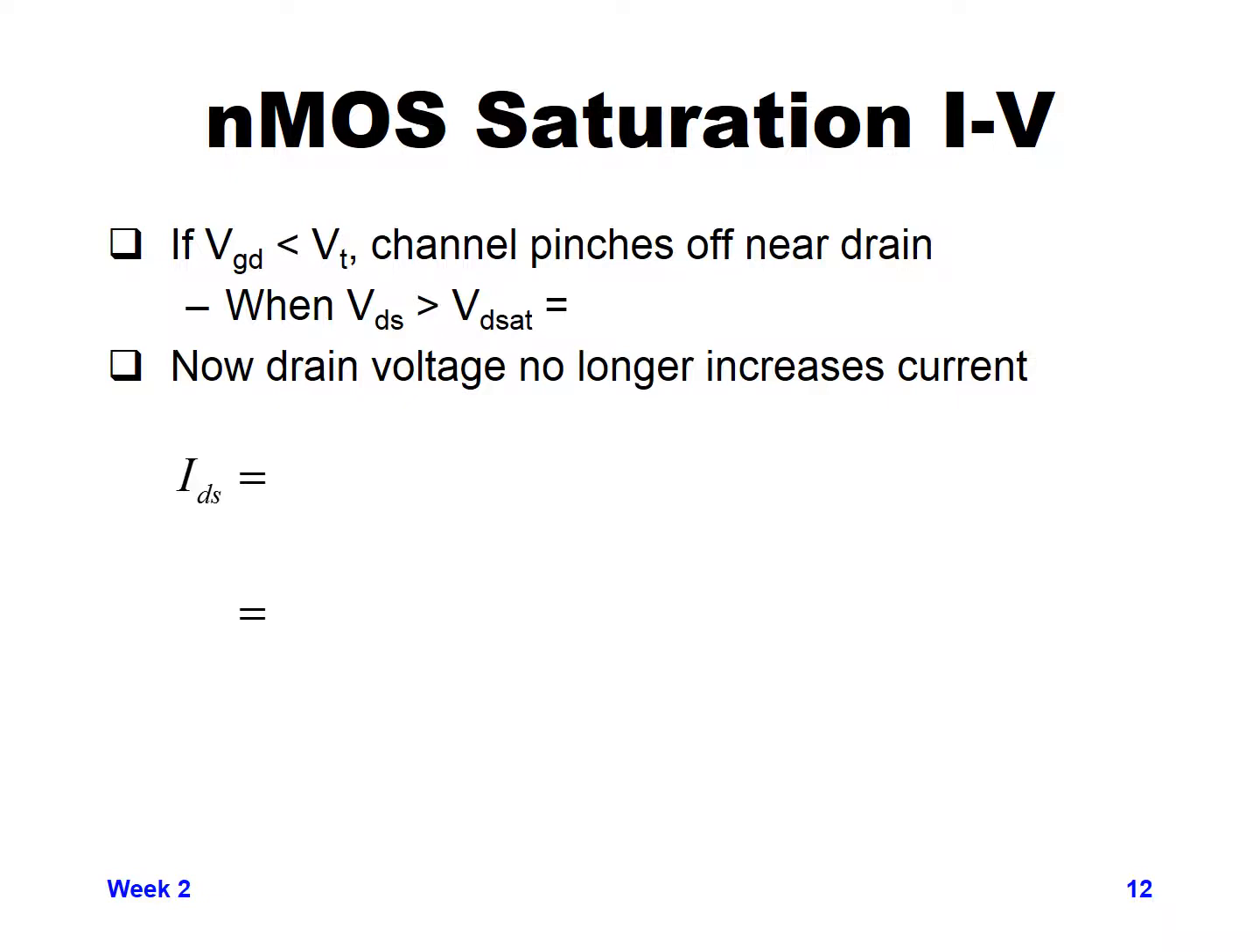So the current that I went through in the previous foil was the current when you're in the linear region. Now we want to go through what the current is when you're in the saturation region. In this case, if VGD is less than VT, in other words, VDS is greater than VGS minus VT, then like I said in the previous foil, the channel starts pinching off near the drain. So when VDS is greater than VDSAT, or saturation voltage, that's when VDS is greater than VGS minus VT. VGS minus VT is also known as the saturation voltage of the drain.